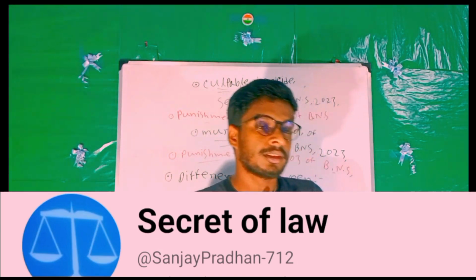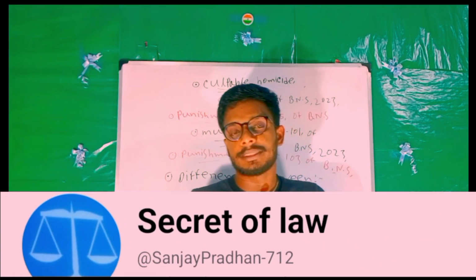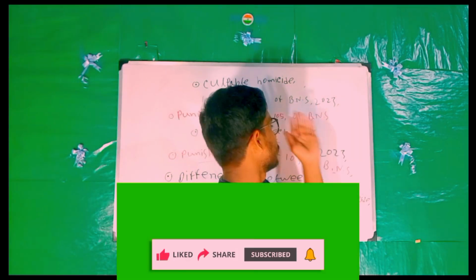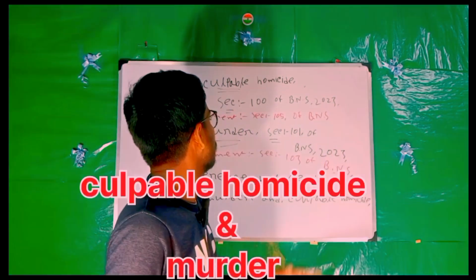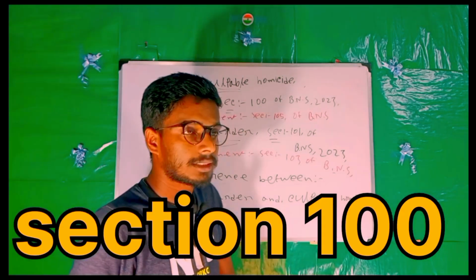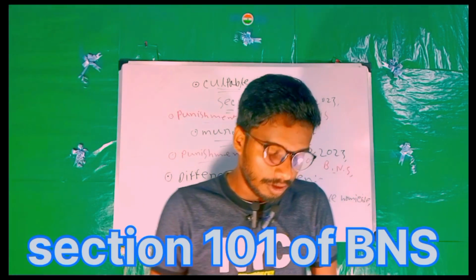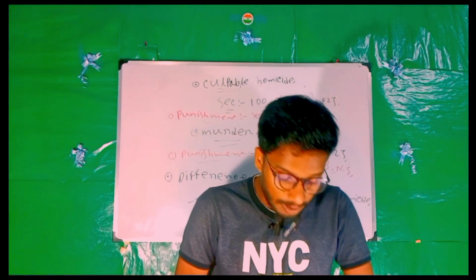This is Sanjay Pradhan. Today I will be discussing the new act in connection with criminology: offences against the human body, under culpable homicide and murder. Culpable homicide is defined under Section 100 and murder under Section 101 of the BNS. First of all, I will discuss what culpable homicide is.